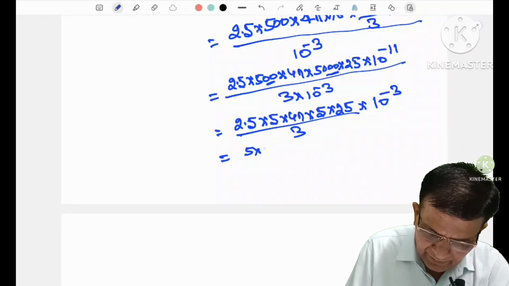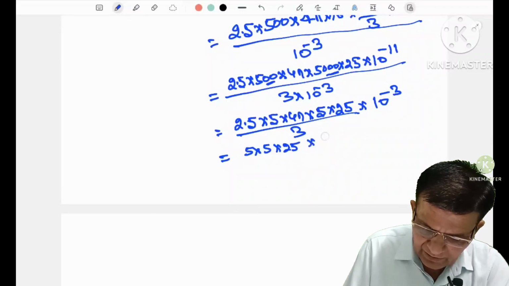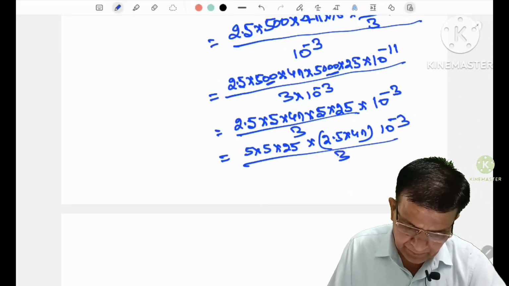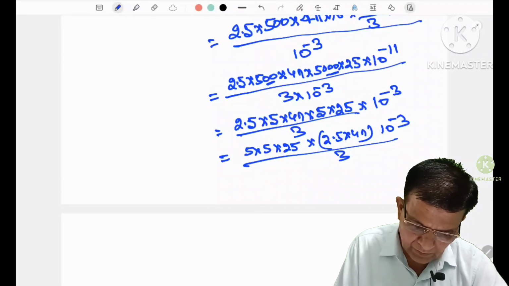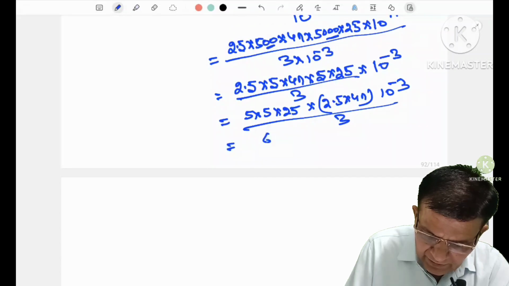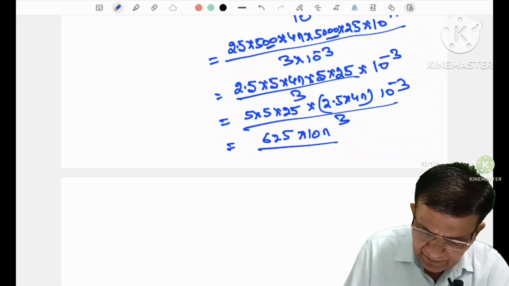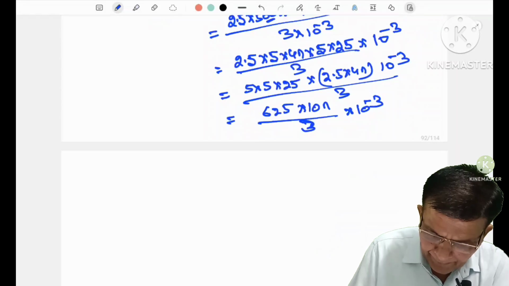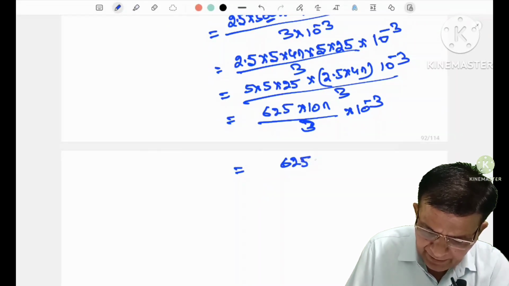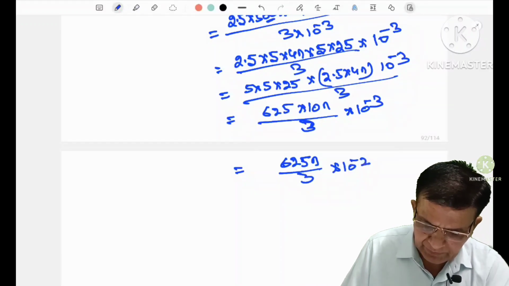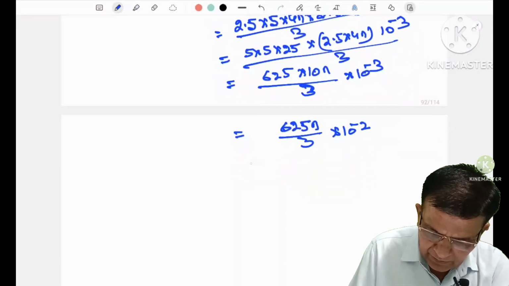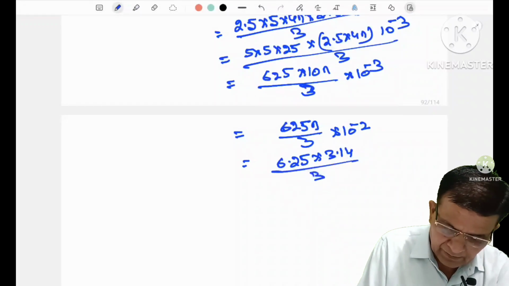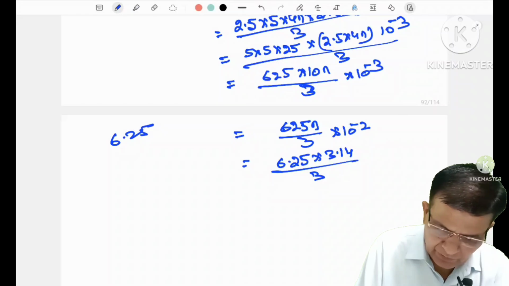5 into 5 into 25 into 25 into 4 pi, 10 to the power minus 3 by 3. 625 into 10 pi by 3 into 10 to the power minus 3. 625 pi by 3 into 10 to the power minus 2, or 6.25 into 3.14 by 3. 625, 6.3.